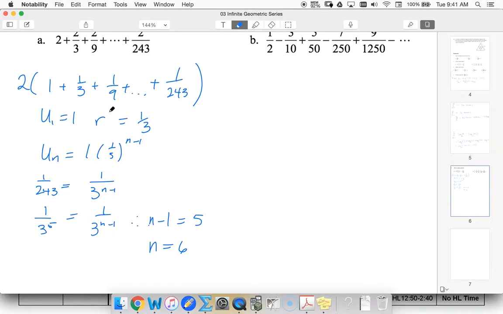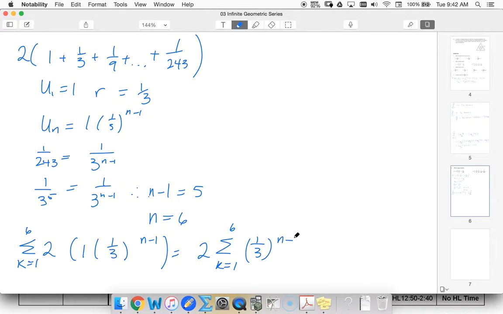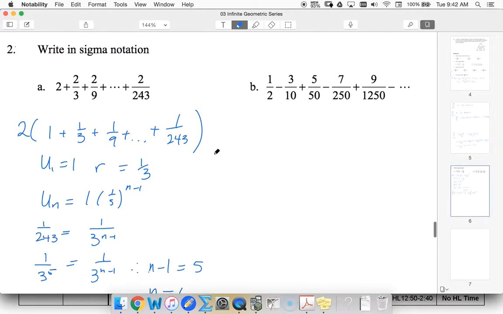So with my geometric series, I'm going to take the sum from k equals 1 to 6 of 2 times, now I've got my terms, and I'm adding up each term individually, so I'm going to use the formula for un. So I've got 1 times 1/3 to the n minus 1. Sorry, this parenthesis here should actually be on the outside because it's only the 1/3 that gets raised to the n minus 1 power. I could have also written this with the 2 in front and then done the sum from 1 to 6 of 1 over 3 to the n minus 1 power. So that's how I would do this first one.